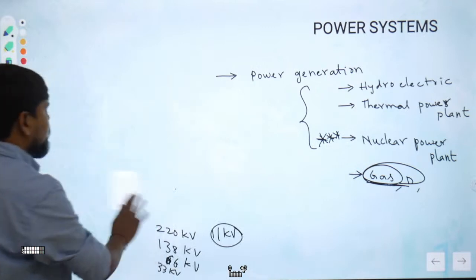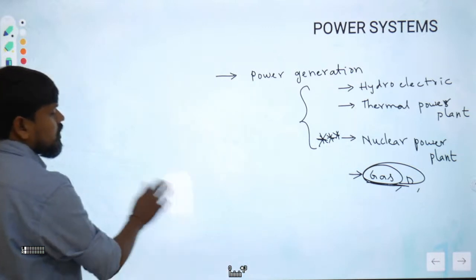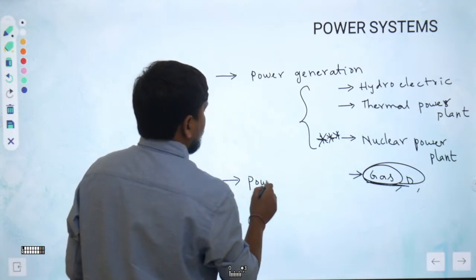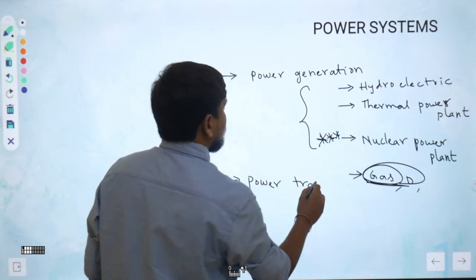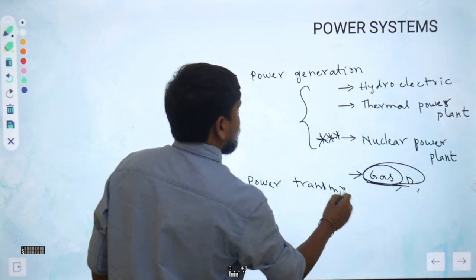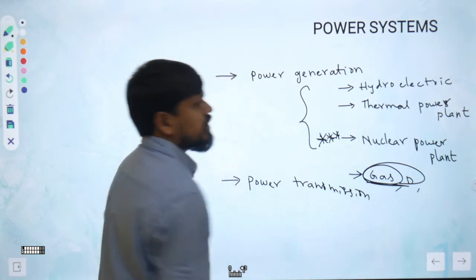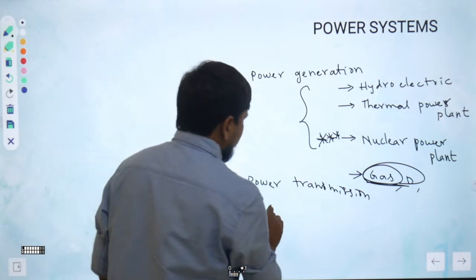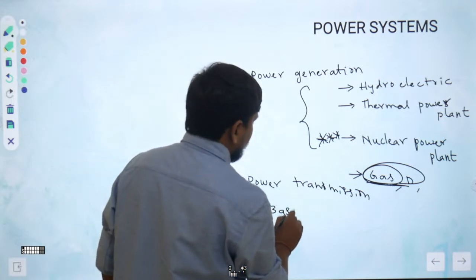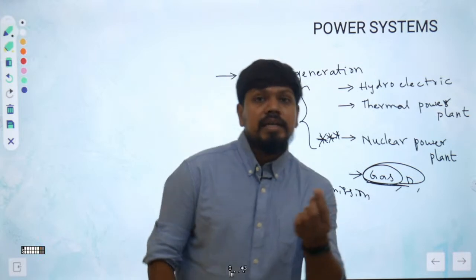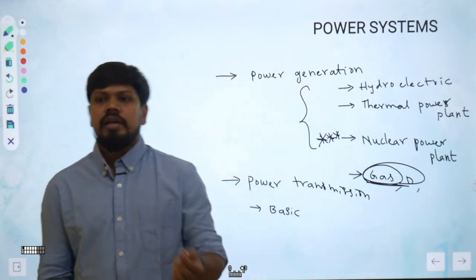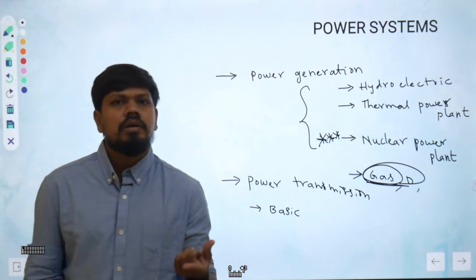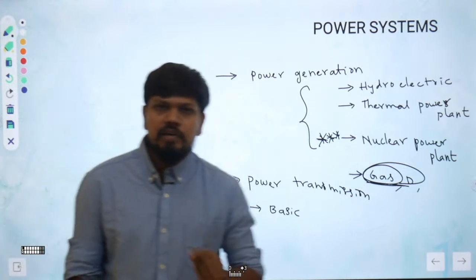So that's why power system transmission also we need to know. So let me give a clear idea. In power transmission, you will understand many basics. So what is the material we are using for the transmission line? Generally you can answer. That is aluminum material we are using, right?